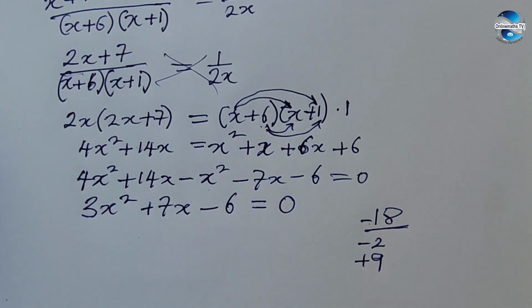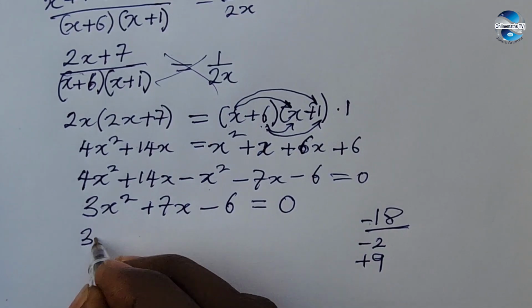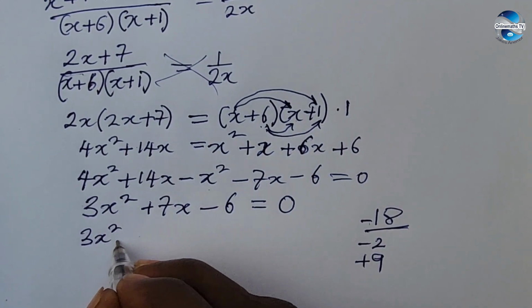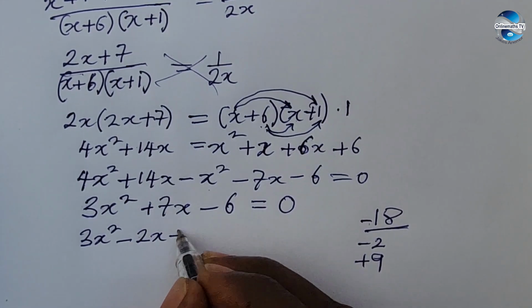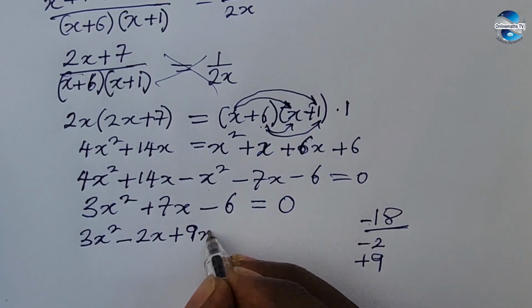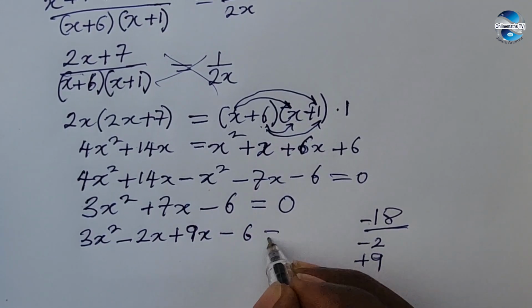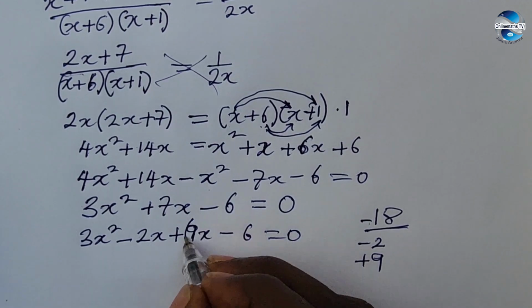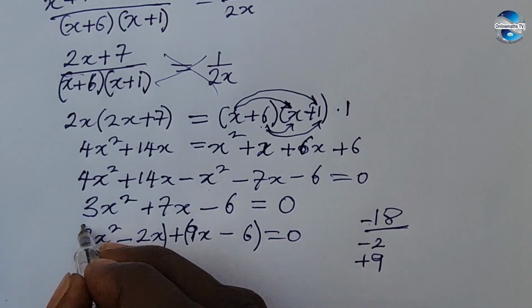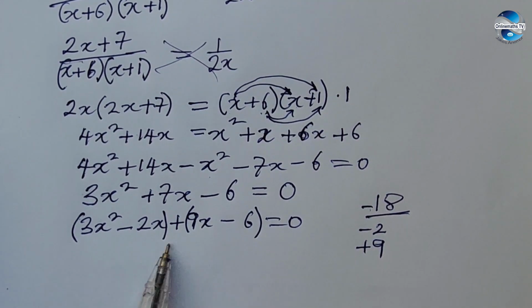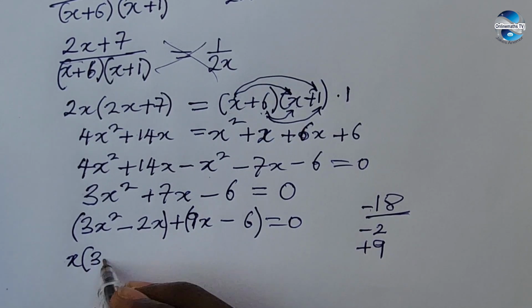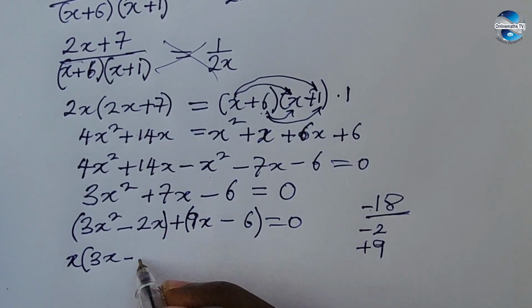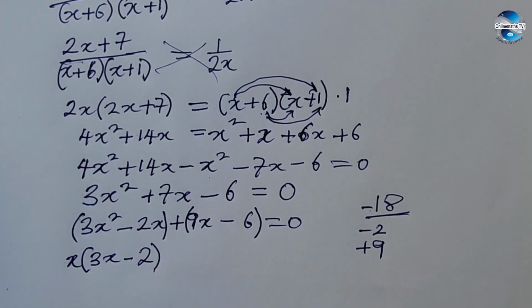So let's go systematically this time around. If we substitute this into this expression, this will now give us 3x squared, then minus, let's take the first one, which is 2x, then plus 9x, then minus 6 equal to 0. So here we put this in bracket, we put this and this in bracket. What is common here is just x. So we bring out x, and we have 3x minus what is left, which is 2.